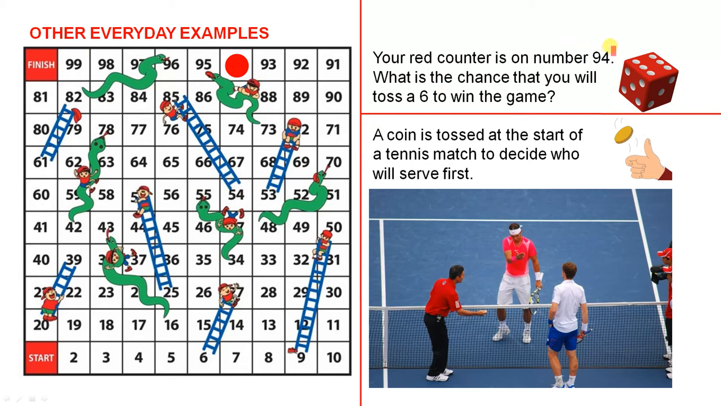So here's an example. Your red counter is on number 94. You're pretty close to the finish, because you're on the last line. What is the chance that you will toss a 6 to win the game? Because you need 1, 2, 3, 4, 5, 6. So you have to toss a 6 to win the game, if you want to win it in one throw. So there's a perfect example of chance or probability.